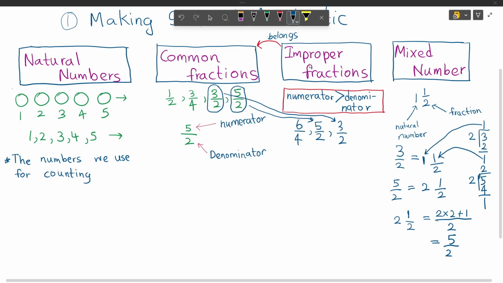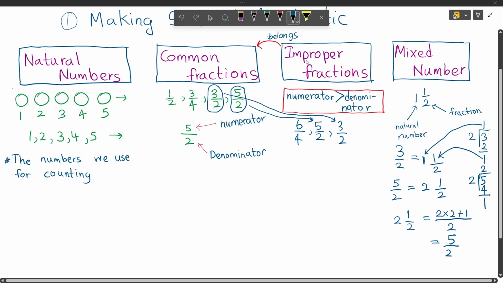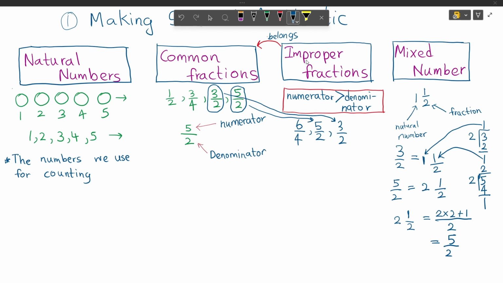You can pause the video anytime and write this down. Let's talk about addition and subtraction of fractions in the next video.